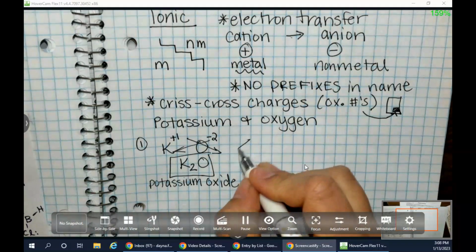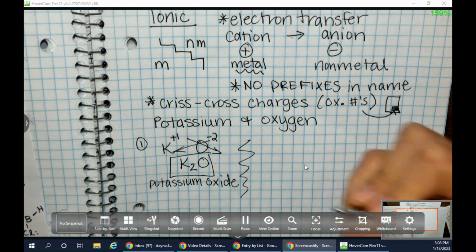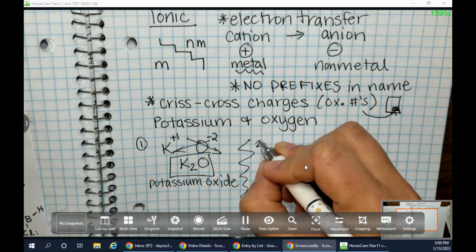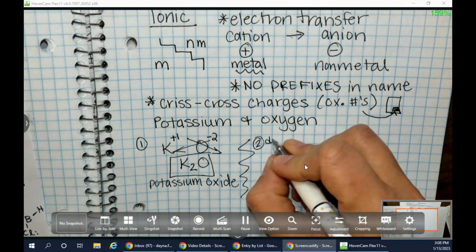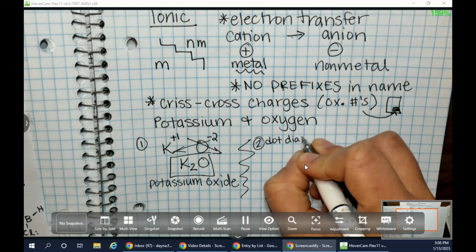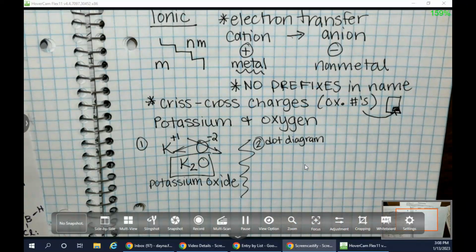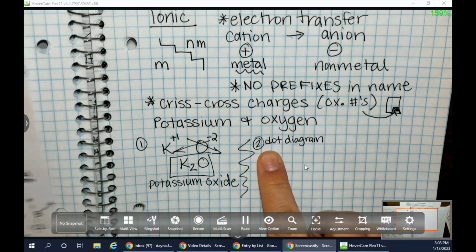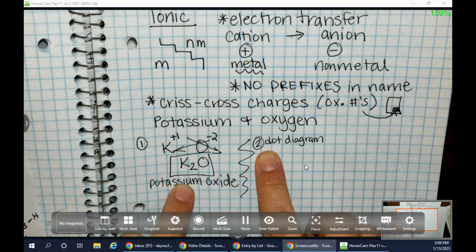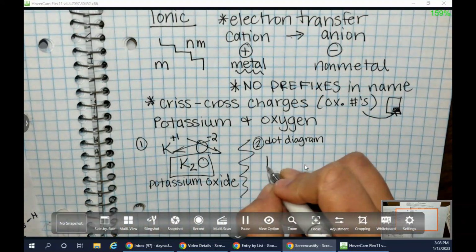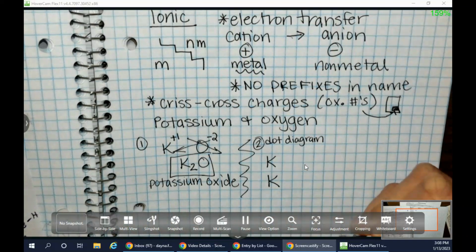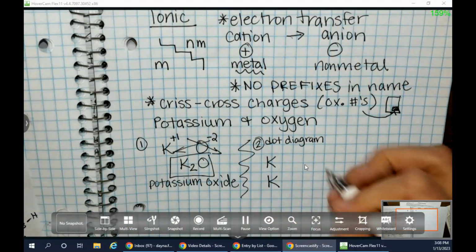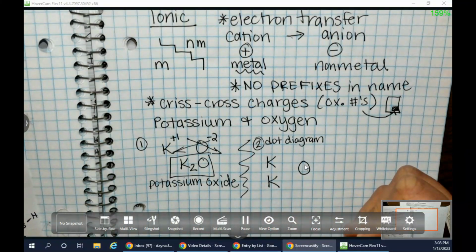Step 2 is you draw their Lewis structures, right? Their Lewis dot structures, or dot diagram. I'll just write that. So what you're going to do for your dot diagram is that we have 2 potassiums that we have to draw. So you're going to draw 2 Ks. And then we have 1 oxygen. So I'm going to draw 1 O.